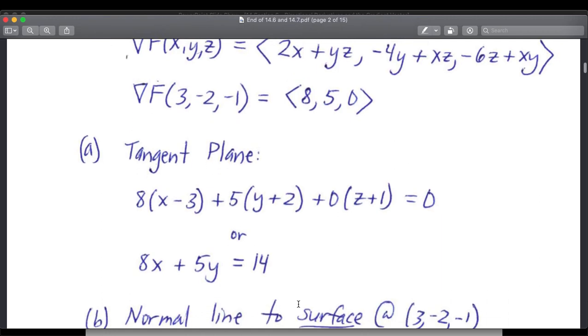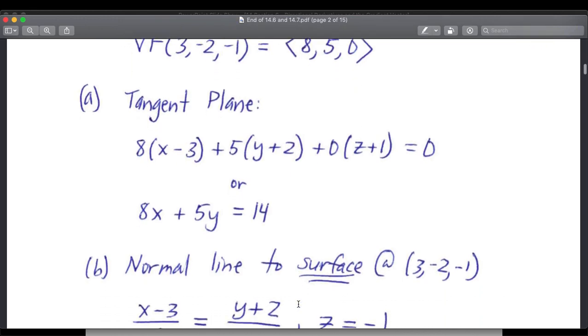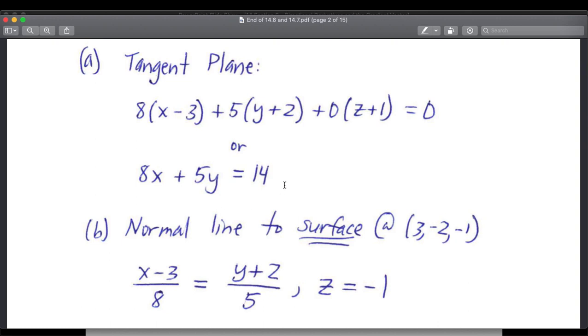Once again, as I mentioned before, the normal line to the surface at the point 3, -2, -1 is very much related to the equation of a tangent plane. You'll see a lot of similar elements. x minus 3 is being divided by the direction number 8. y plus 2 is being divided by its direction number 5. But then you'll notice a comma here. Very subtle, but important. You can't divide by 0 for this direction number here. So as you recall from chapter 12, we just leave z as z equals -1.